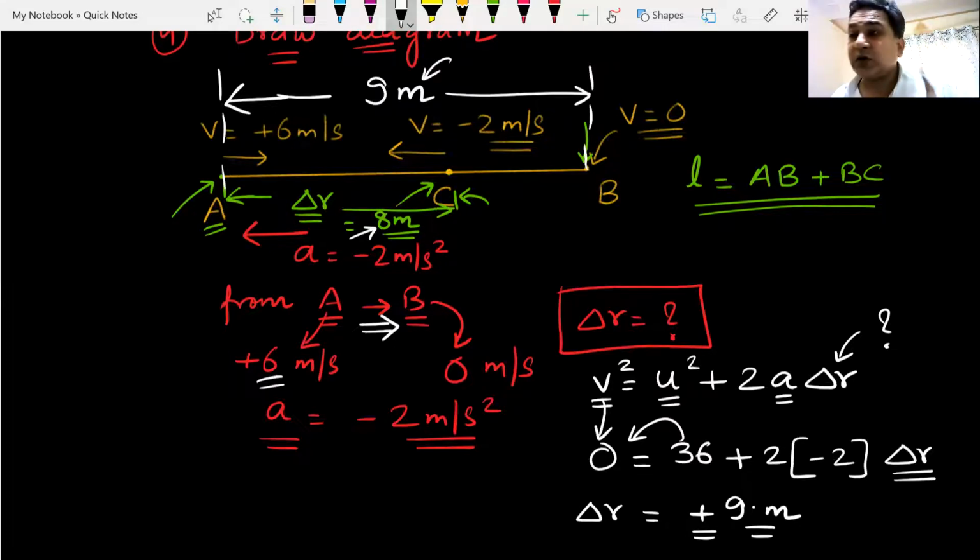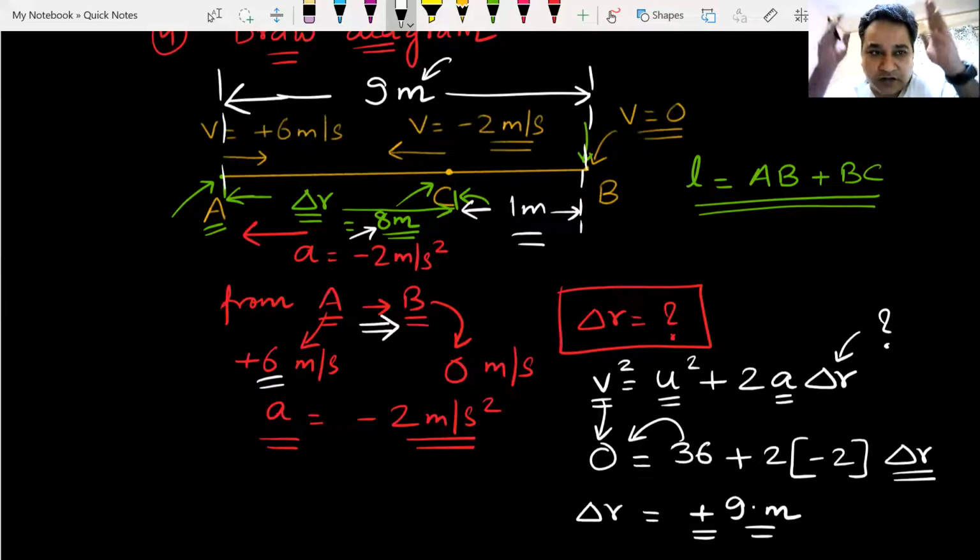From A to B, the total length is 9 meters. From A to C, the total length is 8 meters. So B to C becomes 1 meter, beta. Please listen. B to C becomes 1 meter. So now look at the question.